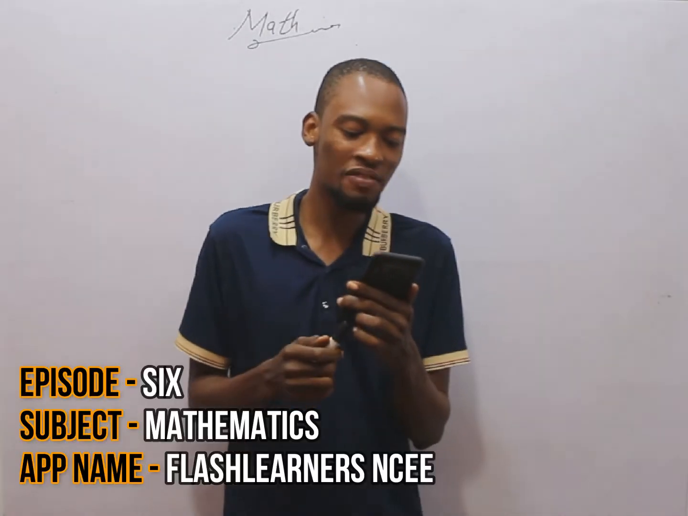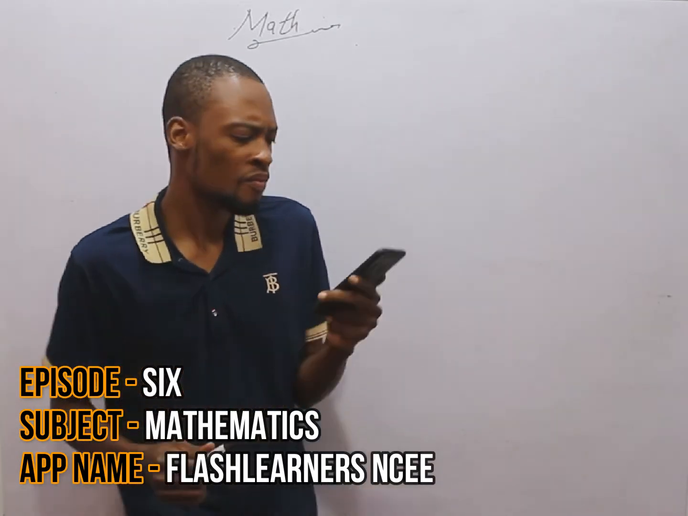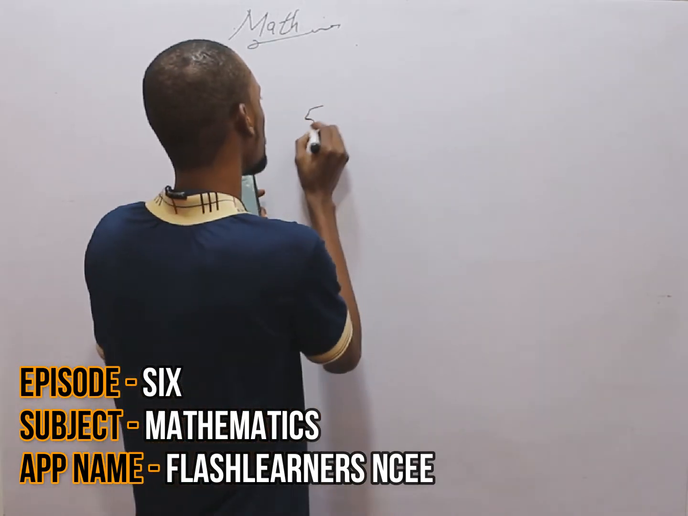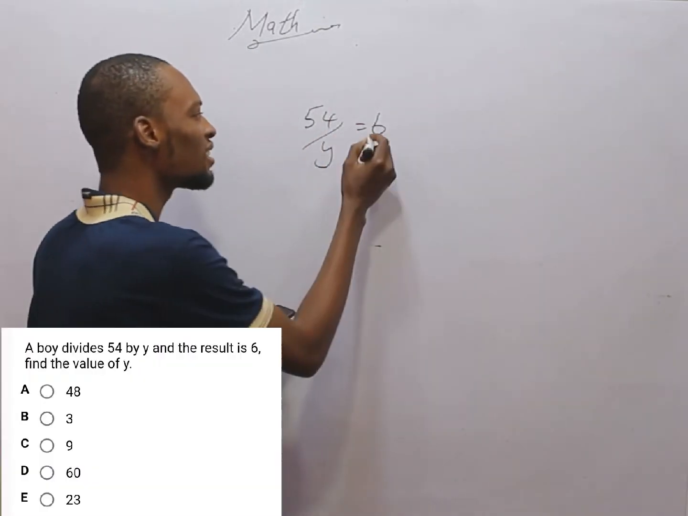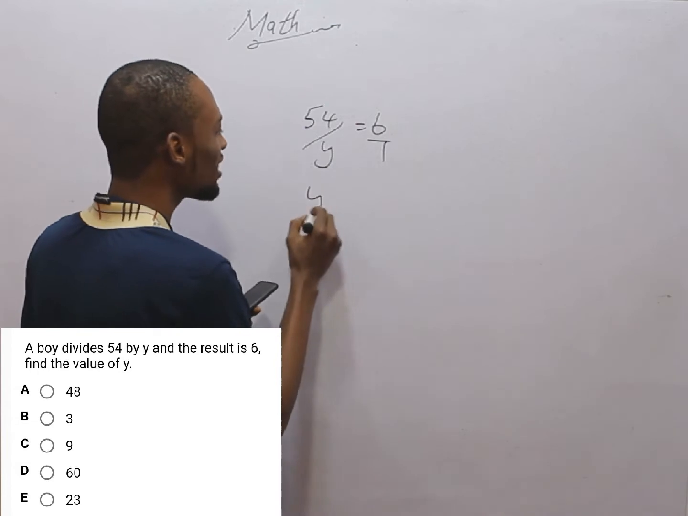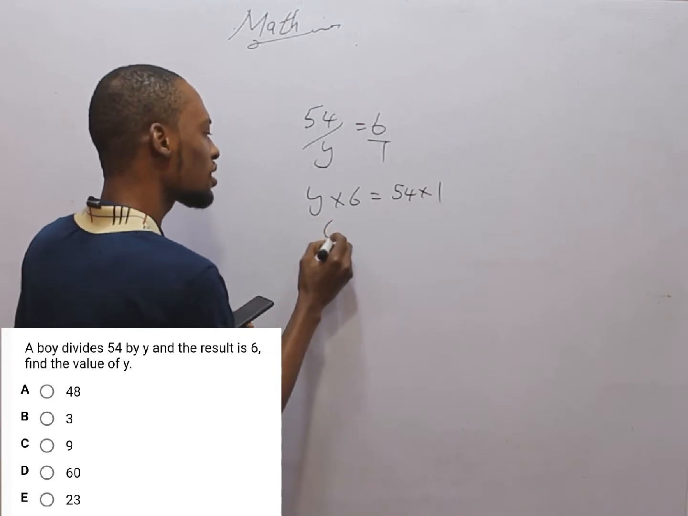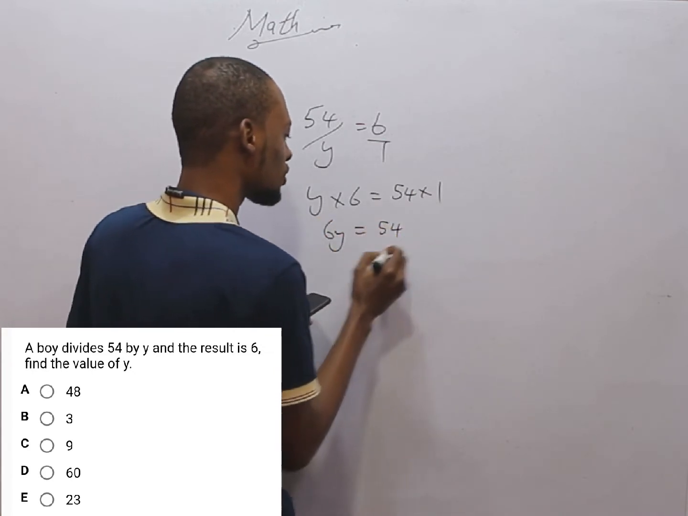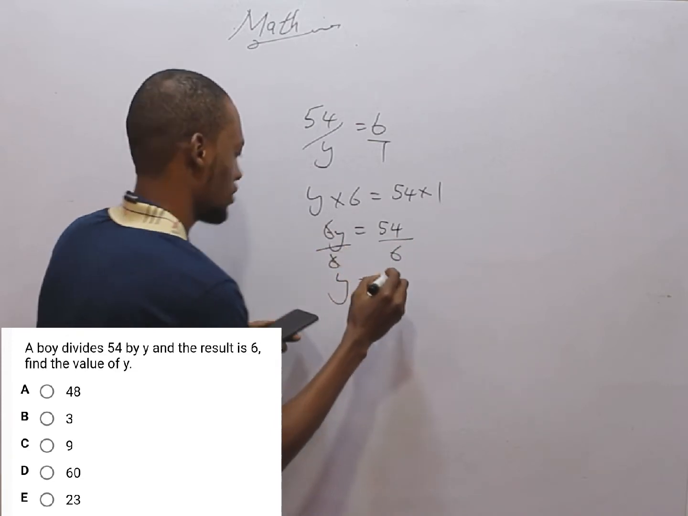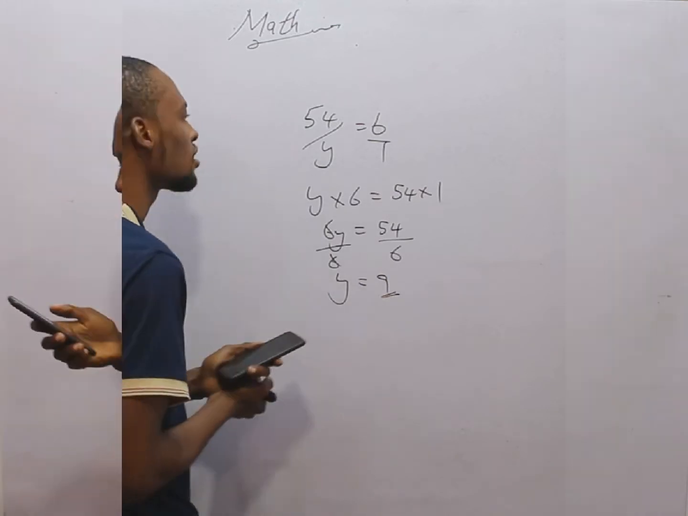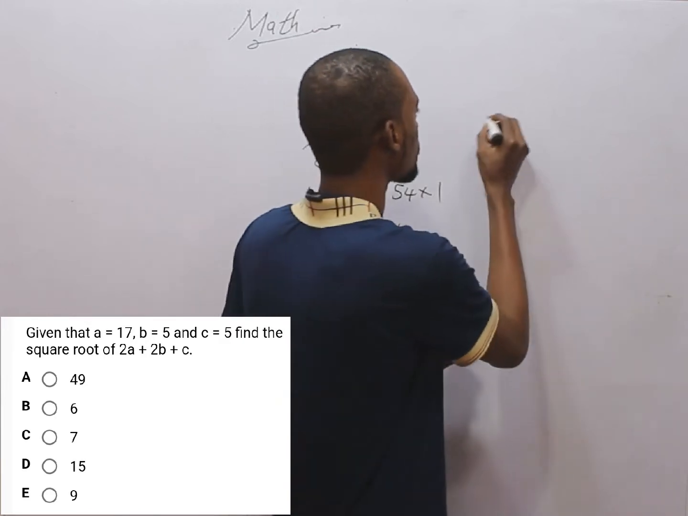A boy divides 54 by y and the result is 6. Find y. Cross multiplying, y times 6 is the same thing as 54 times 1. 6y is equal to 54. Dividing both sides by 6, y is equal to 9. So that is y.